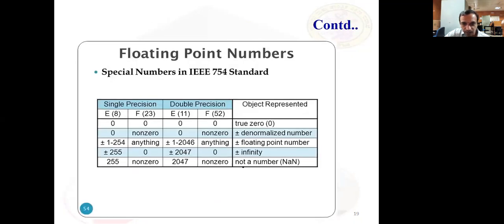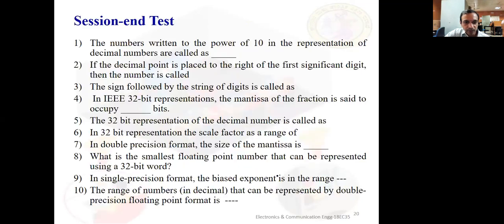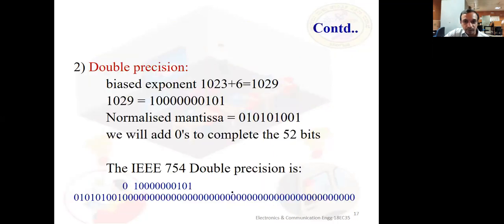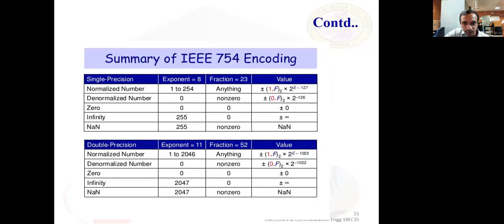Then not a number. Yeah, here you can see not a number, NaN. That's one of the special cases, where the exponent is filled with all ones, with a 0 sign bit, and mantissa that is not 0. That is like an error condition actually. Okay, all ones in the exponent binary format with sign bit as 0 and mantissa non-zero, that may be a special value used to note a variable that is not yet used kind of a thing. So it's a not a number.